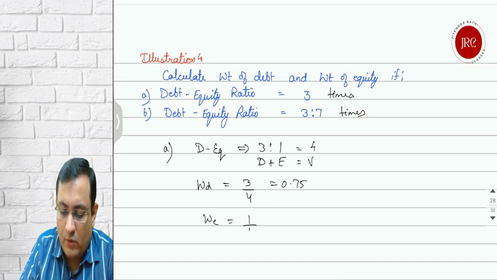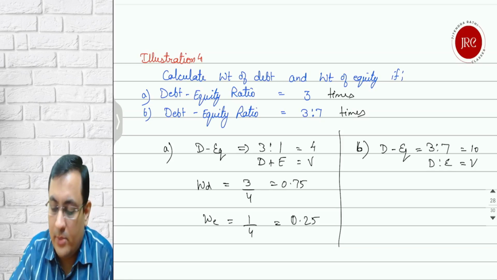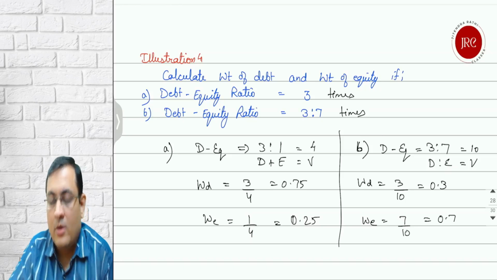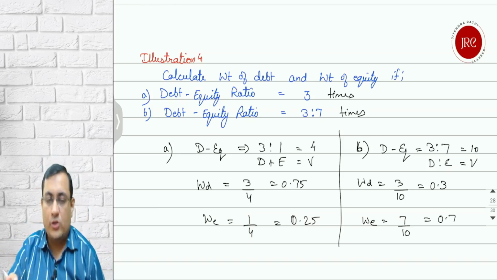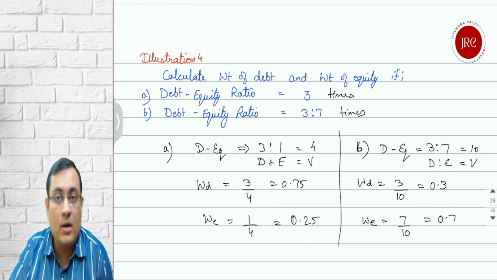Weight of equity is 1 over 4, that is 0.25. B situation, debt equity ratio is 3:7. This represents your debt, this represents your equity. If you add it, your value is 10. Overall value of firm is 10. So weight of debt is 3 over 10, it's 0.3. And weight of equity is 7 over 10, it's 0.7. So we have to use debt equity ratio very carefully when we are doing calculation of WACC.